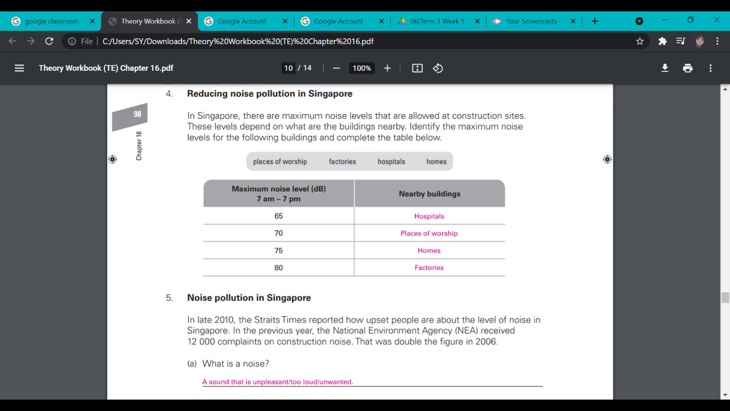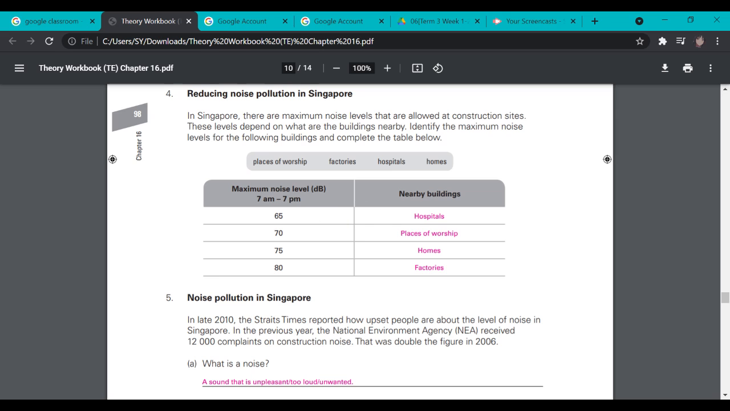Okay, question 4, about noise level. There's a maximum noise level that is allowed at construction sites, and this level depends on what the buildings nearby are. So identify the maximum noise level of the following buildings and complete the table below. So 7 a.m. to 7 p.m. You can see that 65 is for nearby buildings that are hospitals. Okay, 70 for a place of worship, 75 for homes, 80 for factories. So this will be the maximum noise level that is allowed if you are near these places.